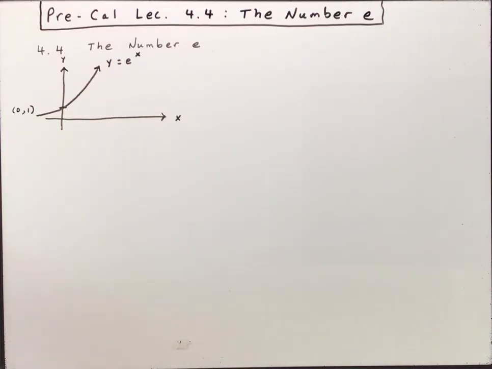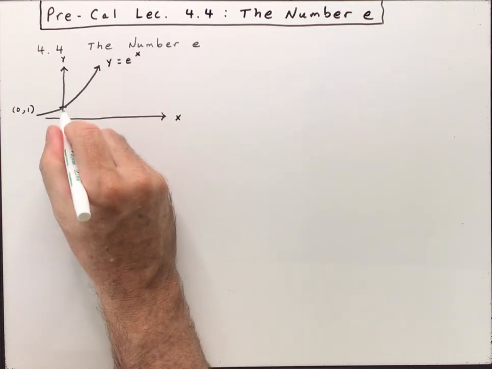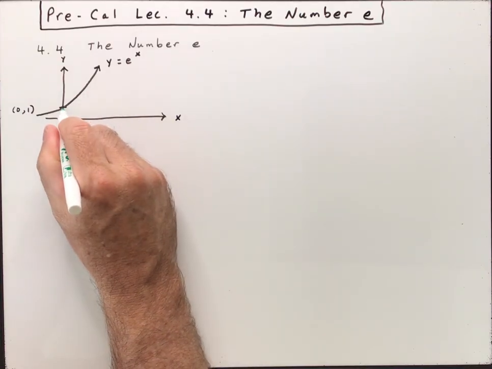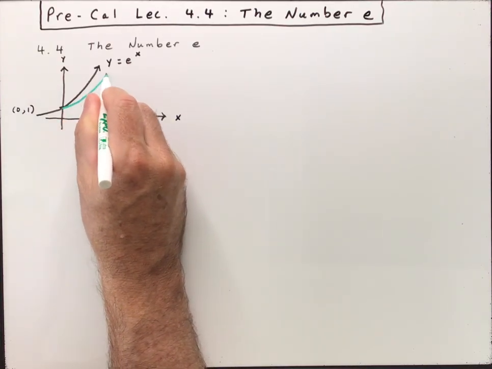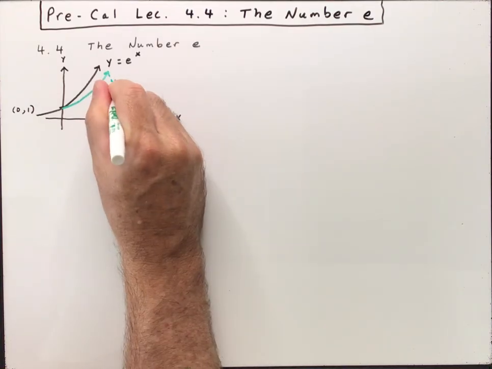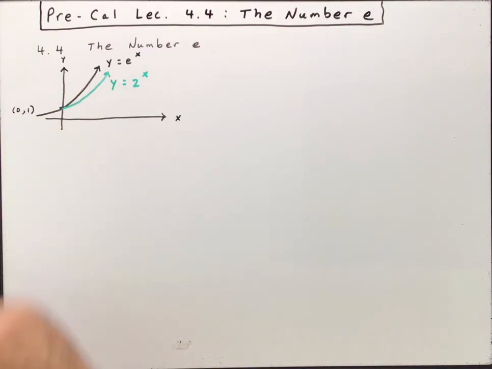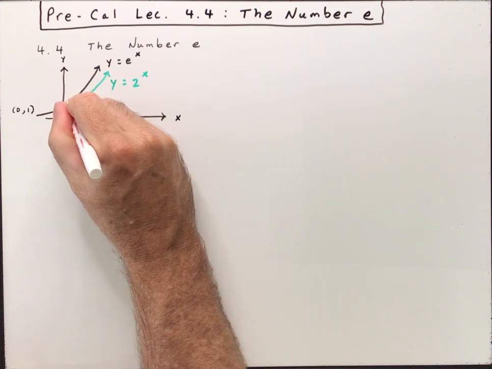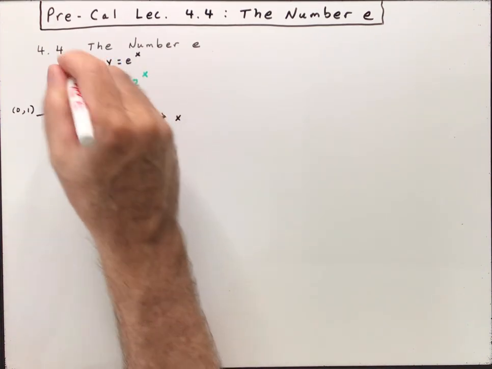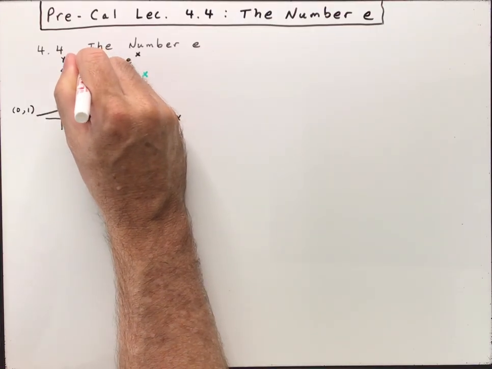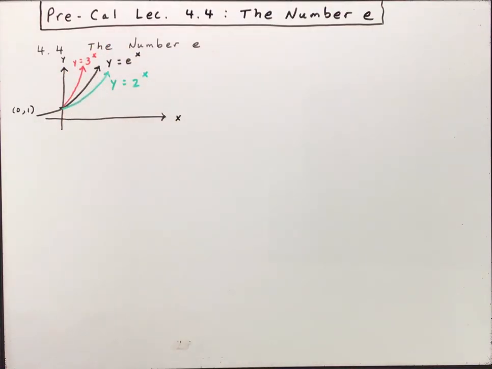All right, so just comparing it to previous lectures, it's steeper. It's a better way to put it. It's steeper than y equals 2 to the x, which we have graphed before, but it is not as steep as y equals 3 to the x. So it's in between those two.